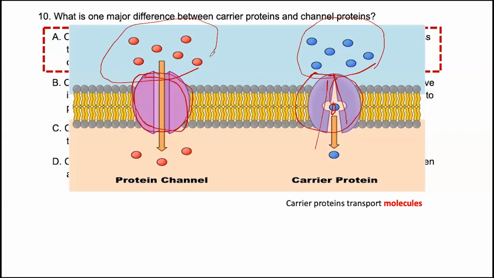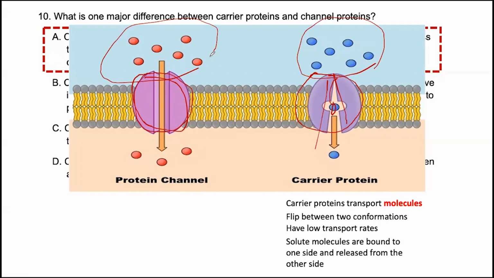So carrier proteins transport molecules, okay? They flip between two conformations. That means they physically change shape, and they have low transport rates. That's because they're used to transporting larger molecules, so they cannot transport fast. If they transported fast, they may run into issues because they're larger molecules. If you let them all through at once, I think the cell will have issues. And solute molecules are bound on one side and released on the other side.